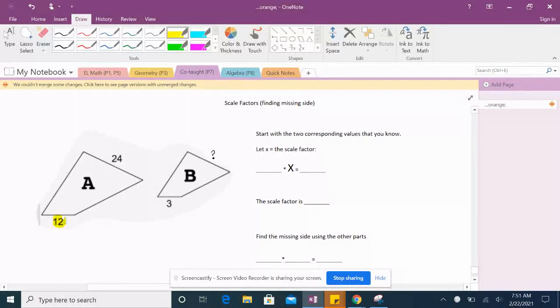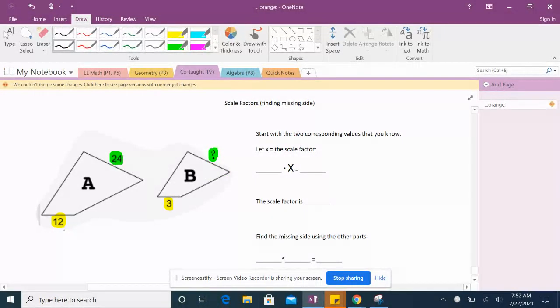We know this little line is 12. Sabemos esta línea chiquita tiene un valor de 12, and this little line has the value of 3. Y esta línea chiquita tiene el valor de 3. We also know that this big line is 24. La línea más grande es 24, but we don't know what the big line is in image B. Pero no sabemos cuál es el valor para la línea larga en la imagen B.